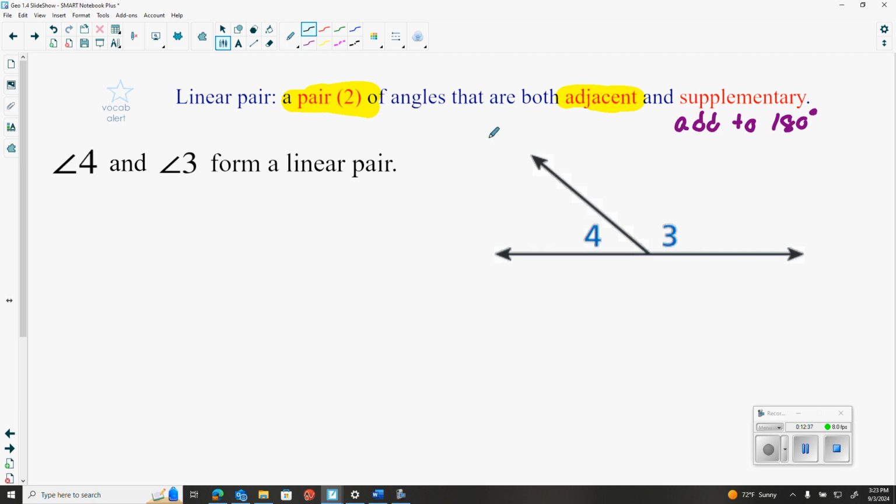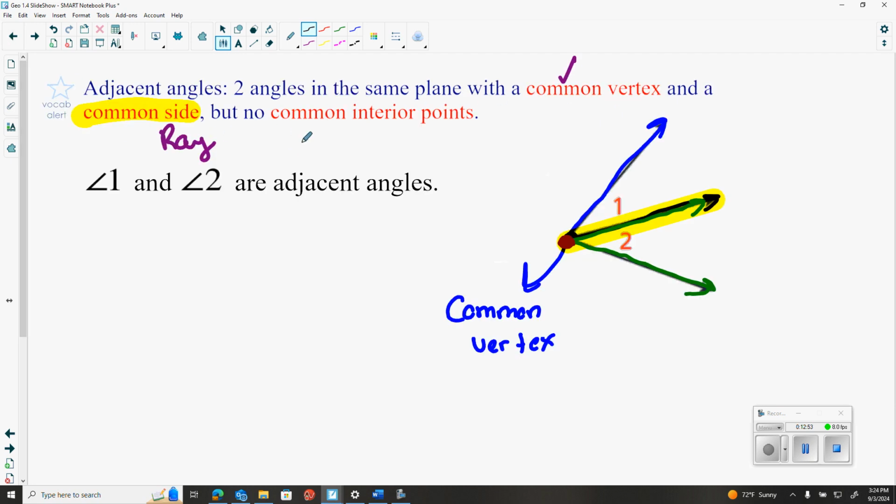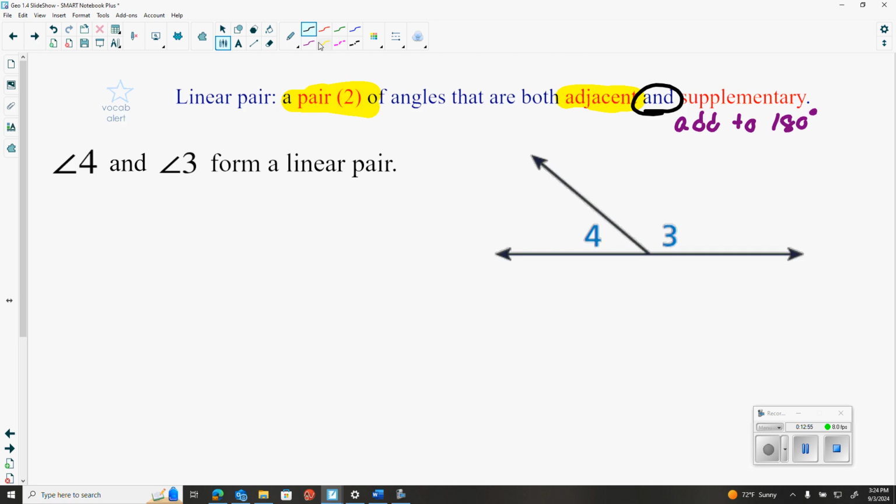First off, I want you to understand that the word and means you need both of these conditions to apply. You can't have one or the other. Let's go back real quick. Adjacent means we need a common vertex, common side, no common interior points. Do we have that here? Yes, we do. They share a common vertex right here. So there's your common vertex. Yay, smiley face. And do they have a common side? They do. They share this side right here. That is the worst straight line ever. But angle 3 is over here, angle 4 is over here.